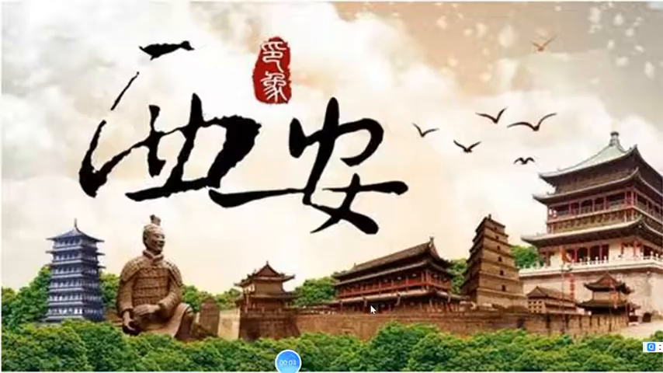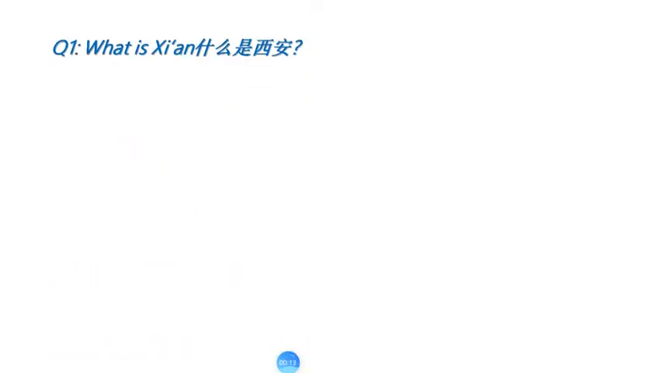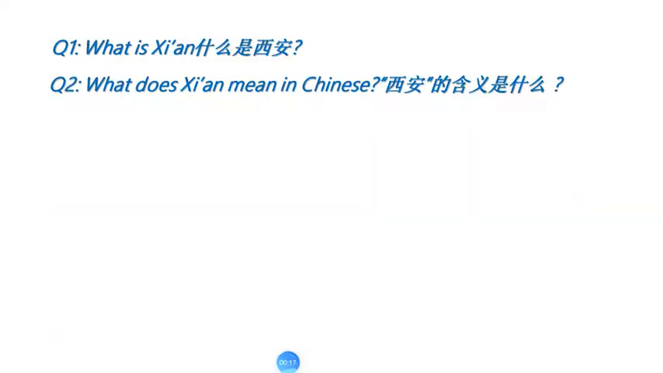Today my topic is Get to Know Xi'an, Contemporary Xi'an and Ancient Xi'an. Two questions for you. Question 1, what is Xi'an? Question 2, what does Xi'an mean in Chinese? Well, Xi'an is a city in China. Xi means west, An means safe. Xi'an, safe city in the west.